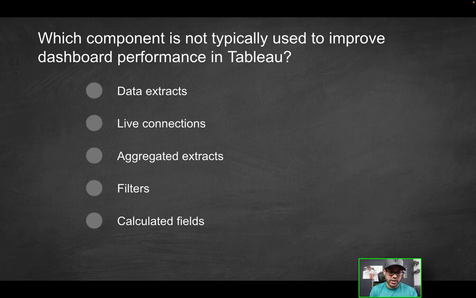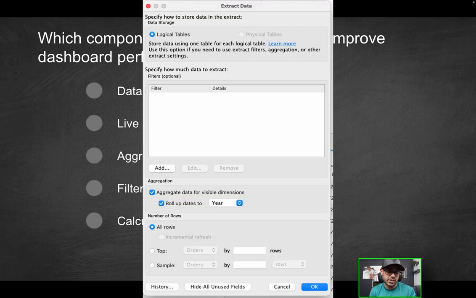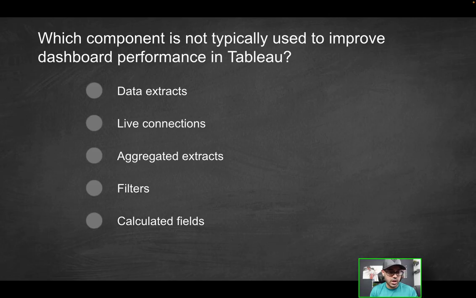Third option, aggregated extracts. And that's when you have an extract and you aggregate it over a certain dimension or a period of time, what have you. Certainly that's going to help with performance because you're reducing the size of the data. So that can't be the correct solution here. Fourth option, filters. Obviously restricting data is going to help improve performance. In most cases, there are instances where you don't want to go too crazy with filters, but generally speaking, you do want to use filters to help with performance.